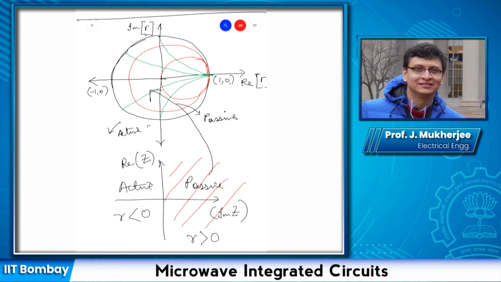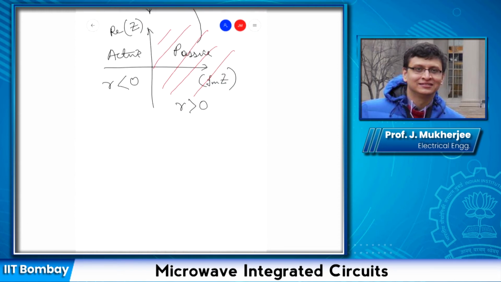This unit circle acts as a boundary between the points where R is greater than 0 and where R is lesser than 0. So within this circle, R is greater than 0. Outside this circle, it is lesser than 0. Okay, so I can mark that here also. So here R is lesser than 0 and here R is greater than 0. Okay, so that is one big advantage.